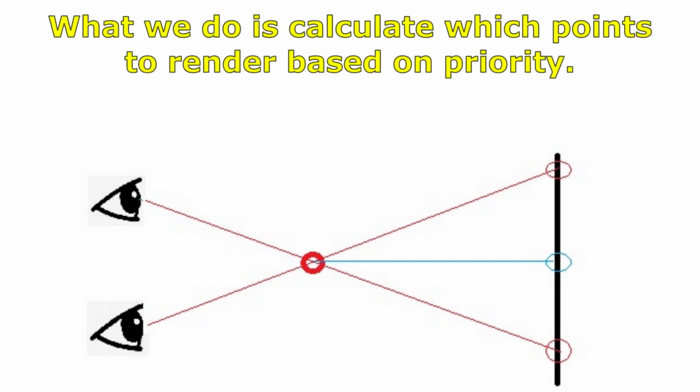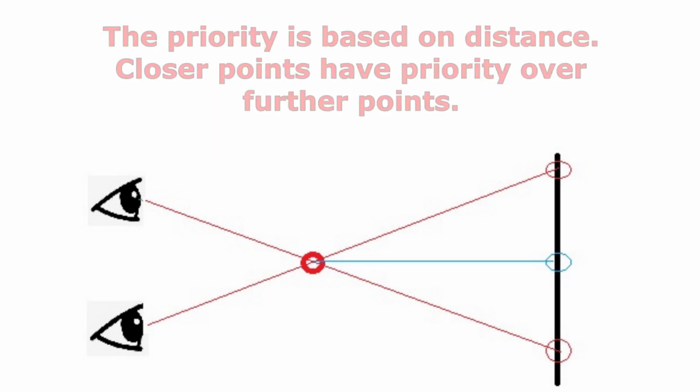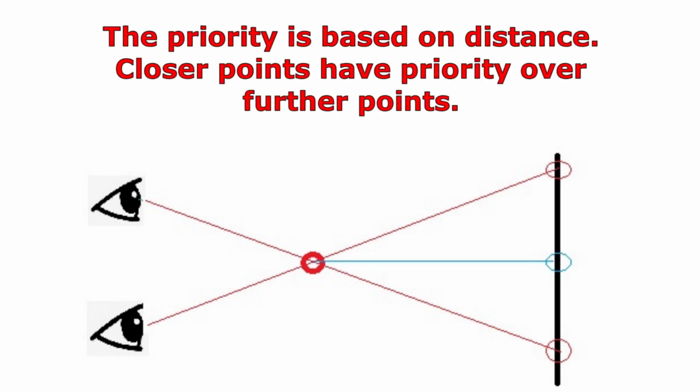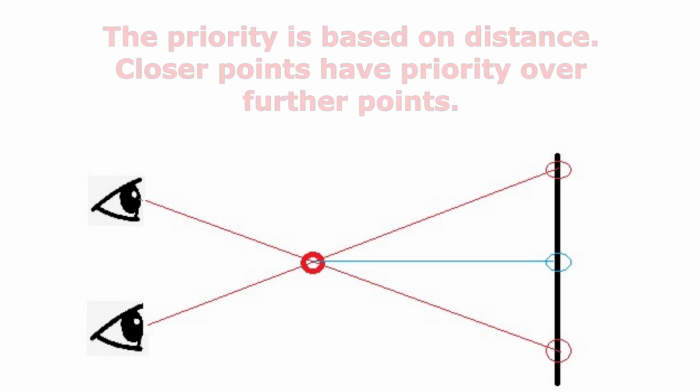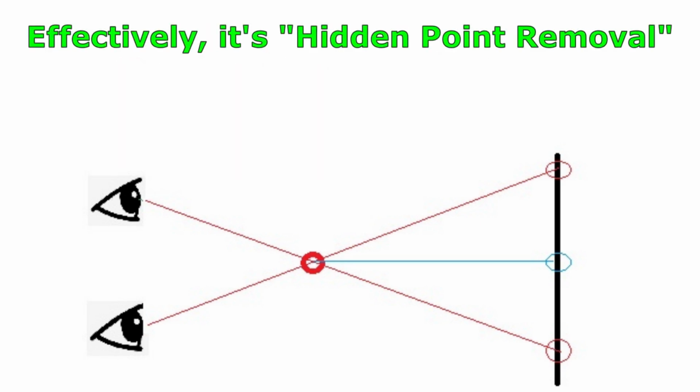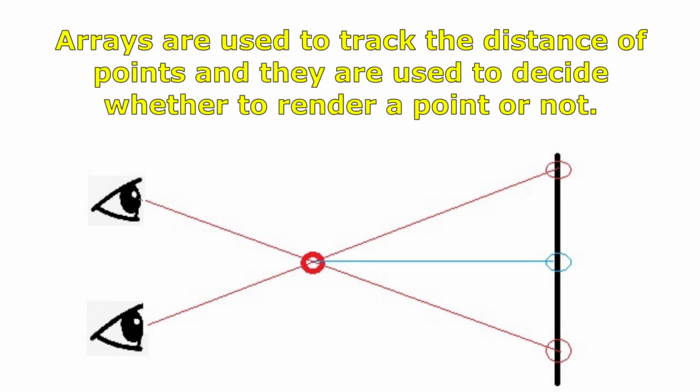What we do is calculate which points to render based on layer priority. As the priority is based on distance, closer points have priority over further points. Effectively, it's hidden point removal. Arrays are used to track the distance of points, and they are used to decide whether to render a point or not.